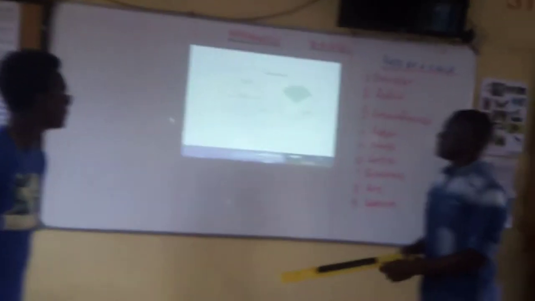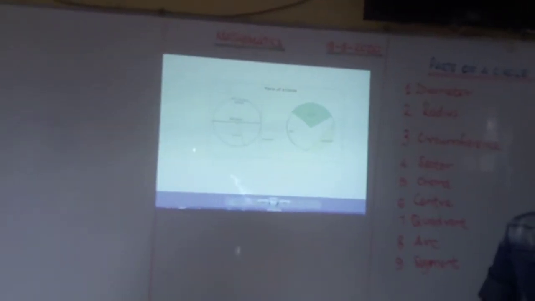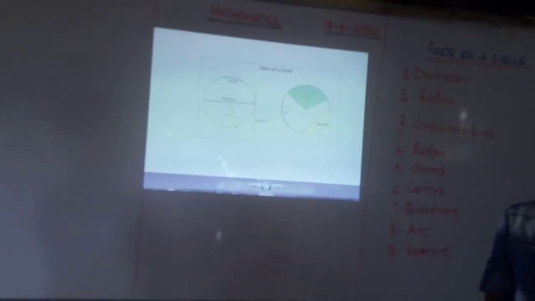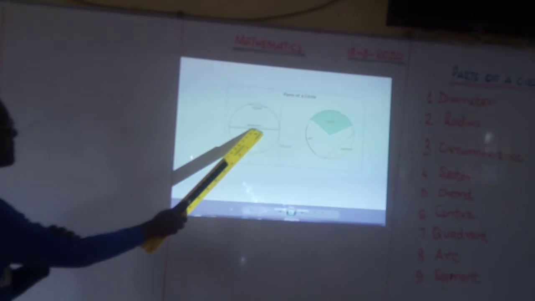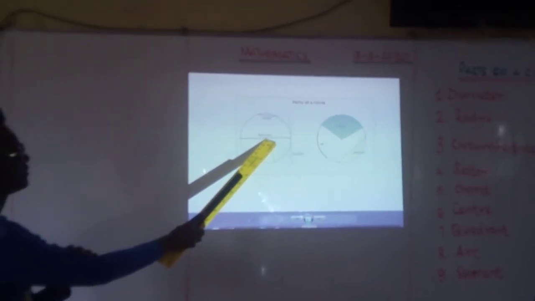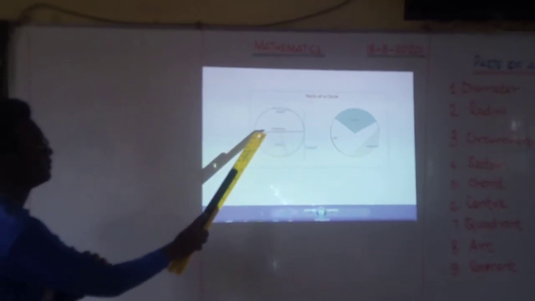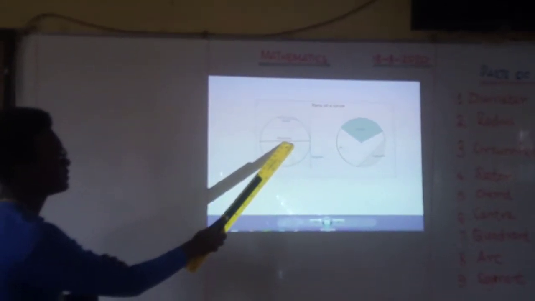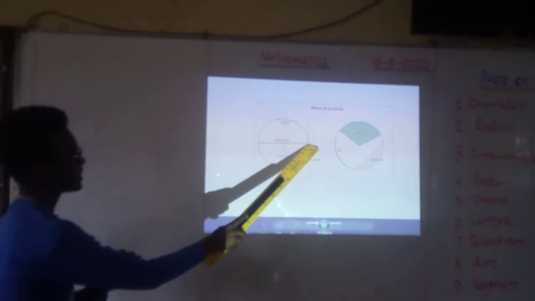Now learners, Ian is going to point to us a diameter. What is that, Ian? It is the diameter of the circle. Please show us where it starts and where it ends. It starts from this part of the circumference through the center to the other side of the circumference.